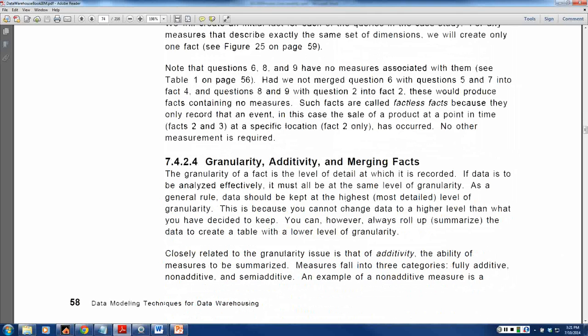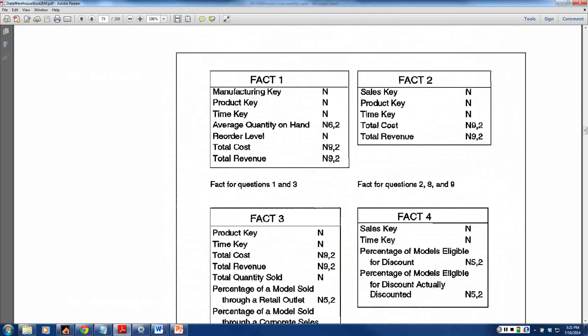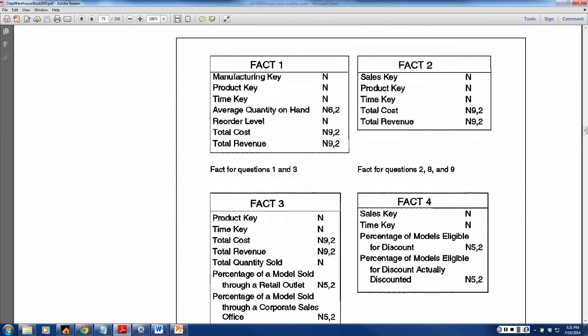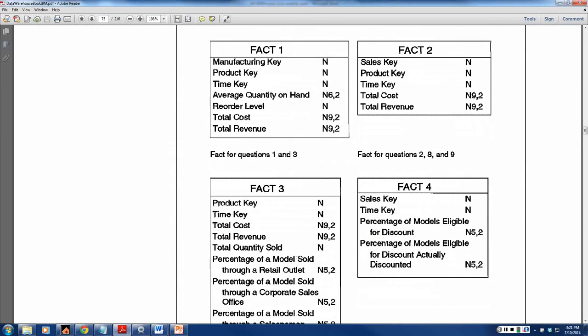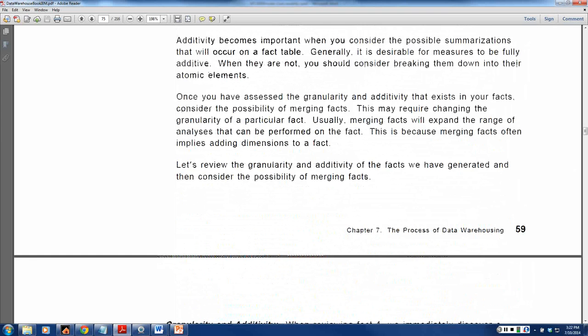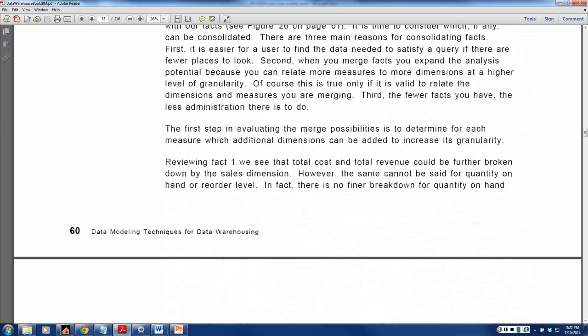Then we have certain rules on creating facts. Facts means how do we analyze? So here there are some examples of possible facts. Now it says that if you want to answer questions 1 and 3, then probably you can use this fact. If you want to answer questions 2, 8, and 9, then probably you use this fact. Generally, this is not the way to create fact. Facts are based on certain themes. For example, the theme could be analyzing sales, so there could be a sales fact. The theme could be analysis of inventory, so there could be an inventory fact. And I will show you some examples here.